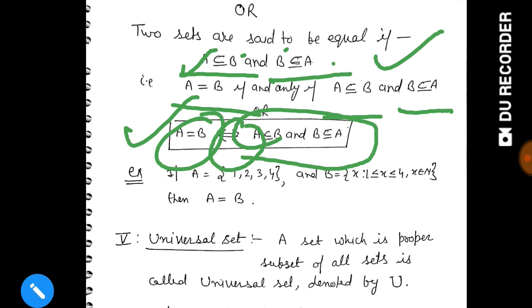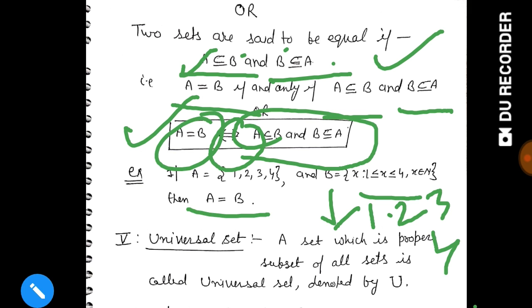Okay. For example, A = {1, 2, 3, 4} and B = {x : x lies between 1 and 4, x belongs to N}. Then clearly, what is the value of B? The value of x lies between 1 and 4, so the values of x are 1, 2, 3 and 4, because these are the natural numbers greater than or equal to 1 and less than or equal to 4. So we see A = B. Okay, now come to the next definition, universal set.